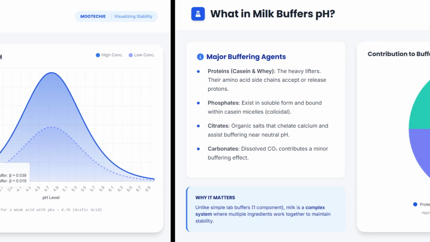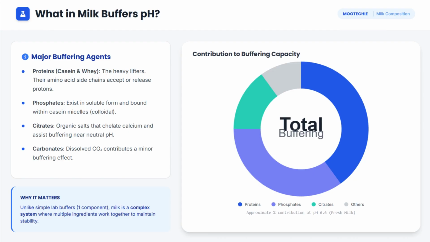So what specifically in milk buffers pH? The major buffering agents are several. Proteins, specifically casein and whey, are the heavy lifters. Their amino acid side chains accept or release protons. Phosphates exist in soluble form and bound within casein micelles, which are colloidal. Citrates are organic salts that chelate calcium and assist buffering near neutral pH. Carbonates from dissolved CO2 contribute a minor buffering effect.